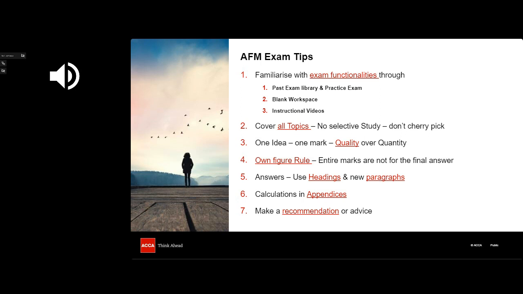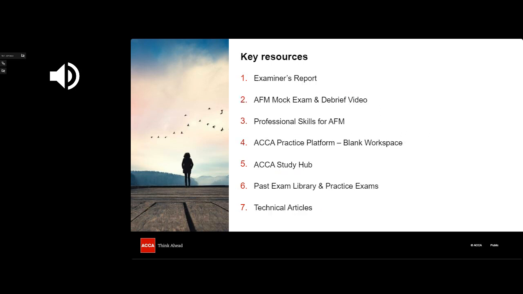So what are the resources that, as you prepare, you shouldn't miss? Through your myACCA, through the ACCA website, you can get the examiner's report. The AFM mock and debrief for September 2023 has been uploaded. You can go into it. Ensure you practice your professional skills on the ACCA practice platform. Go into the Study Hub, and ensure that you use the Study Hub properly.